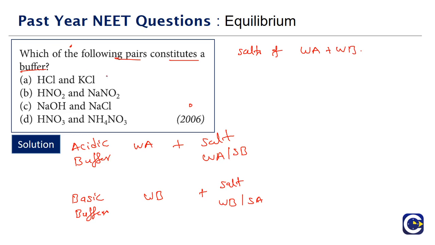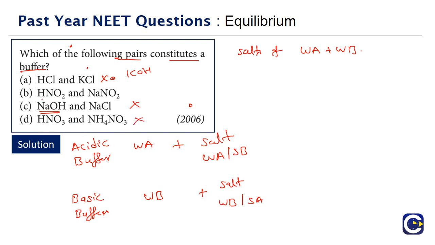So here the first option is what? Option A is saying HCl and KCl. What is HCl? It's a strong acid. KCl is the salt of a strong acid with another strong base, KOH. Is this a buffer? Buffers are not formed by strong acids or strong bases. Look at option C. Option C is NaOH, strong base, not a buffer. Option D is HNO3, strong acid, not a buffer.